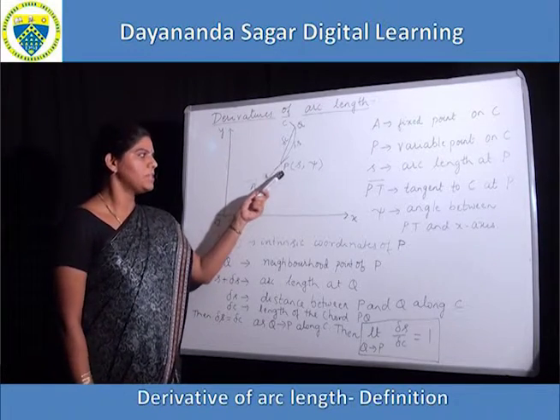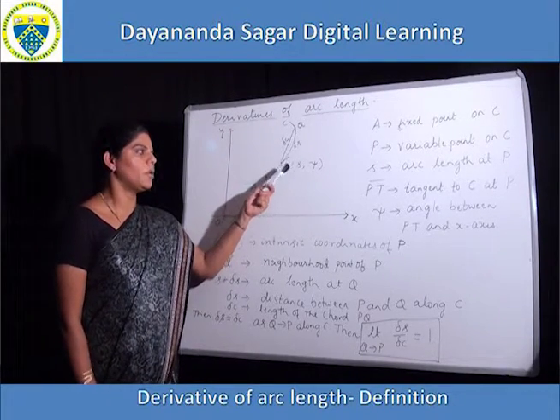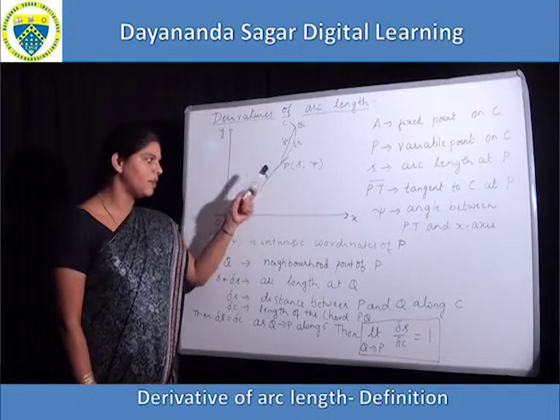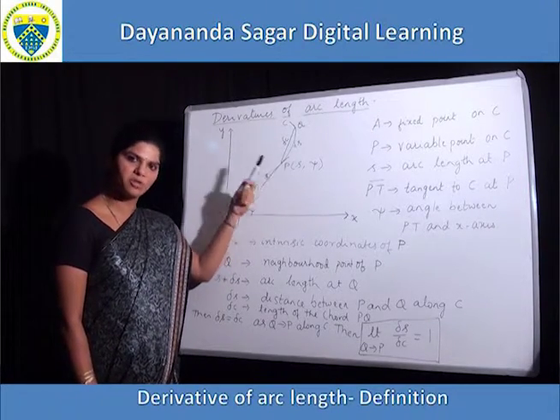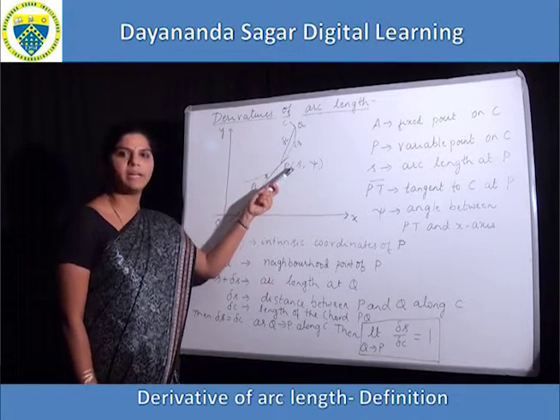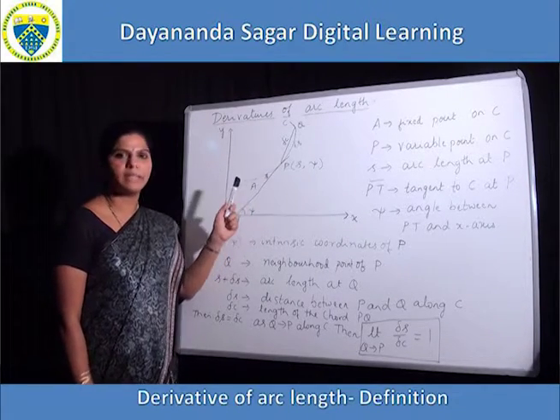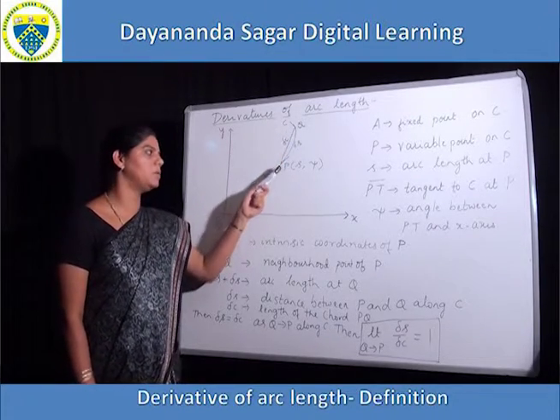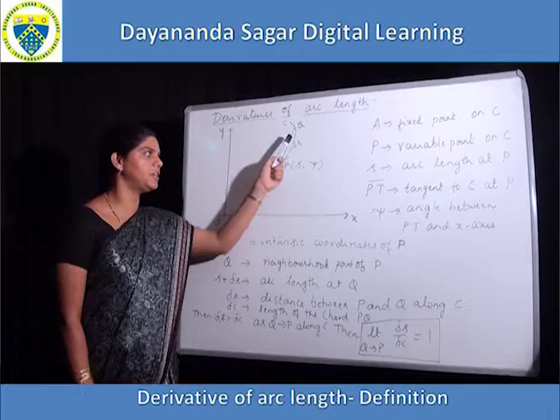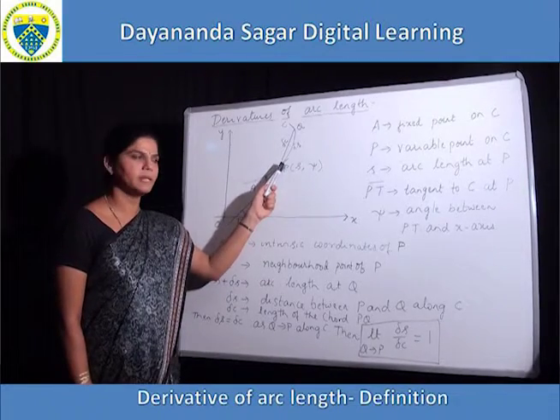Now we represent this point P using the coordinates S and psi, which are called the intrinsic coordinates. So the coordinates of point P can also be represented by S and psi, the intrinsic coordinates. Let us consider a point Q in the neighborhood of point P. That means consider a point Q very close to point P.